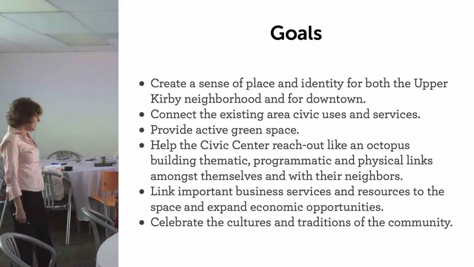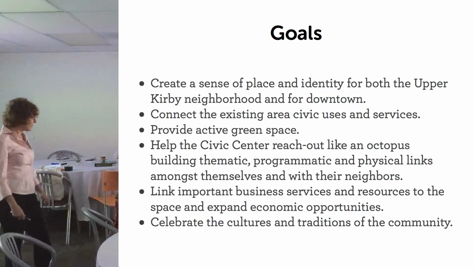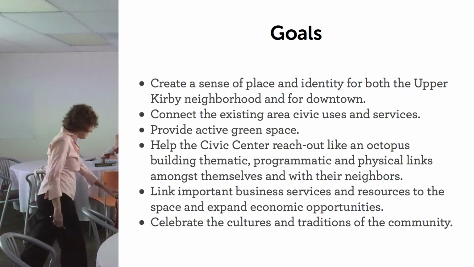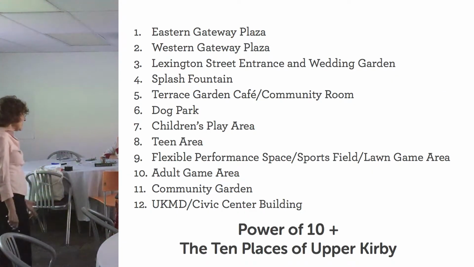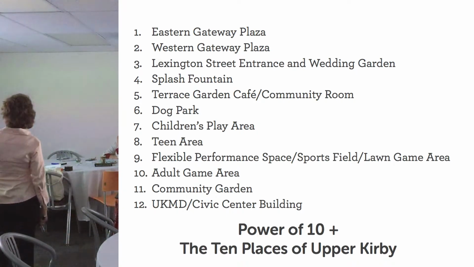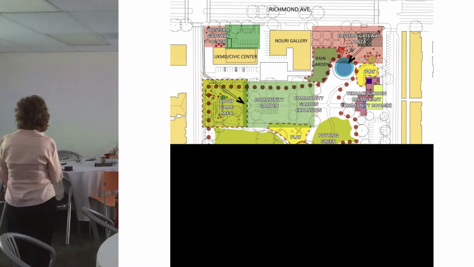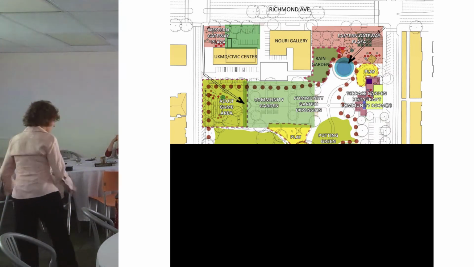These are the goals. We want a sense of identity, connecting services and uses together because they were not very well linked up, reach out like an octopus, and celebrate the cultures and traditions of the community, so very inclusive. So for their Power of 10, they came up with their plan and they had their 10 little sites, and my map didn't really print very well, but this was again a bubble diagram that we came up with. This was their Civic Center, the gallery, their gateways. They had a lovely community garden. They wanted to put games over here, farmers market. My visuals are not terrific.